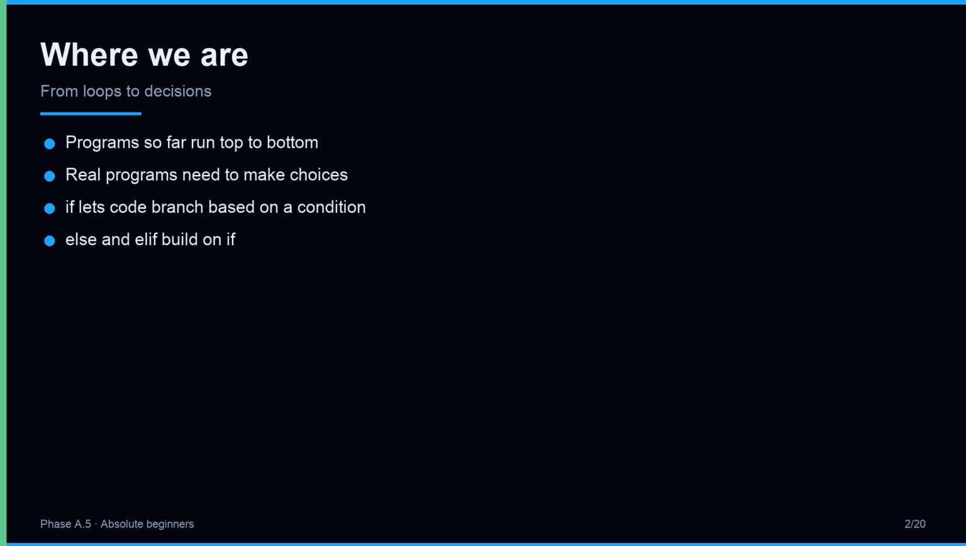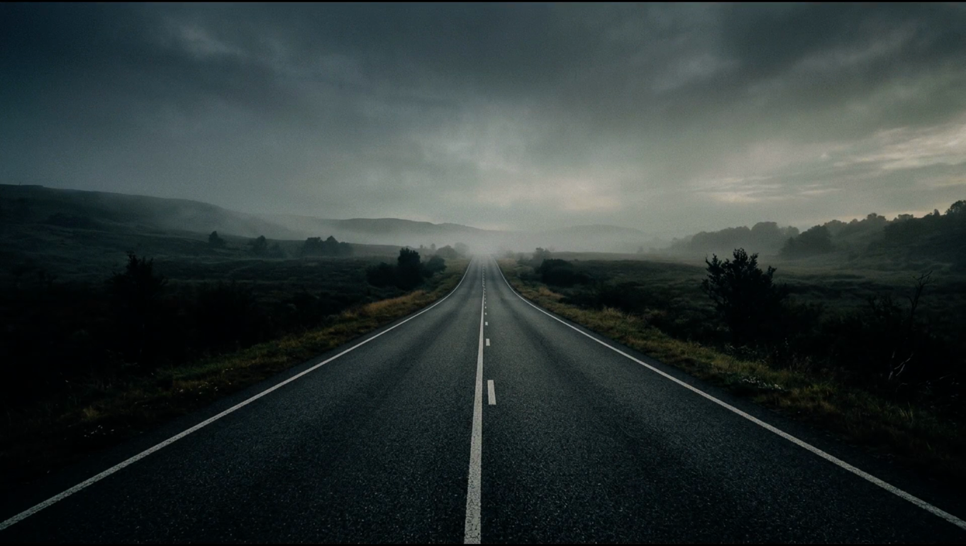Real programs are not like that. They decide. If the password is correct, log in, otherwise, show an error. That decision is a branch in your code. The if statement creates branches. Today you learn how. Choices are next. Until now, your code ran the same way every time. Top to bottom, line after line, no choices. Today that changes, your code learns to choose.